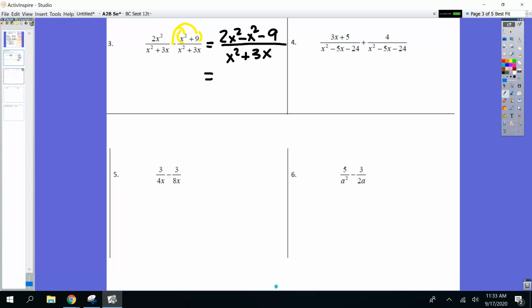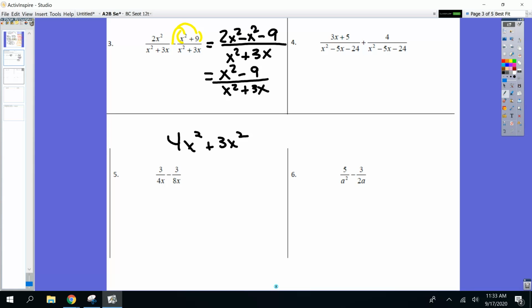Oh, no. Is it just one? Just x squared, right? Like if you had 4x squared and I said plus 3x squared, what would you tell me? 7x squared, right? Okay, so all you're doing is subtracting 2 minus 1. So you have 1x squared minus 9 over x squared plus 3x.